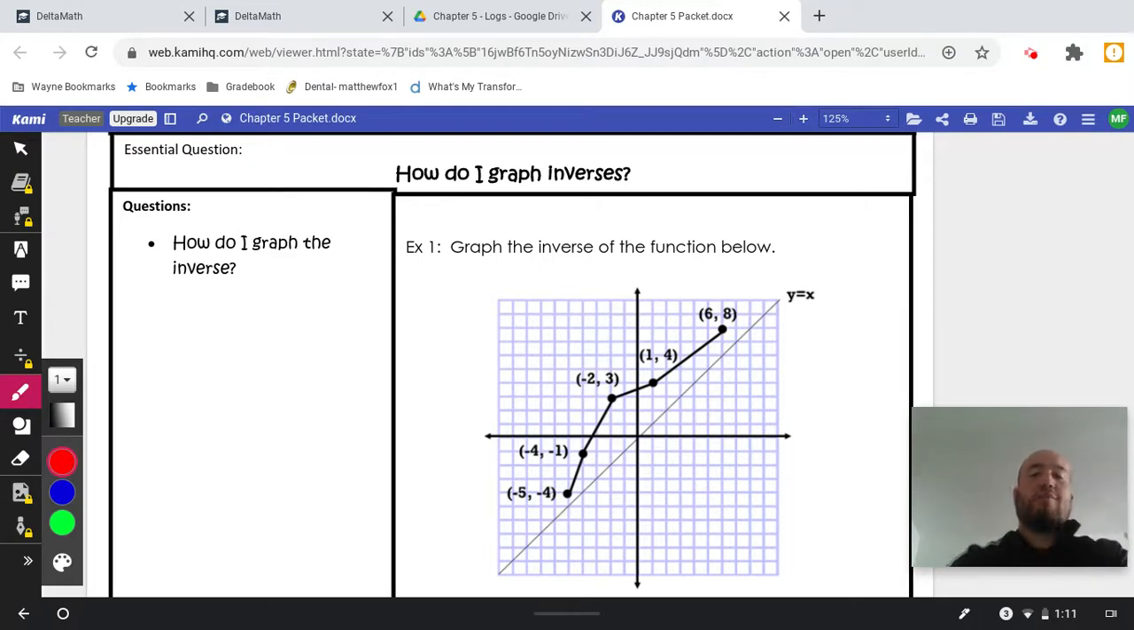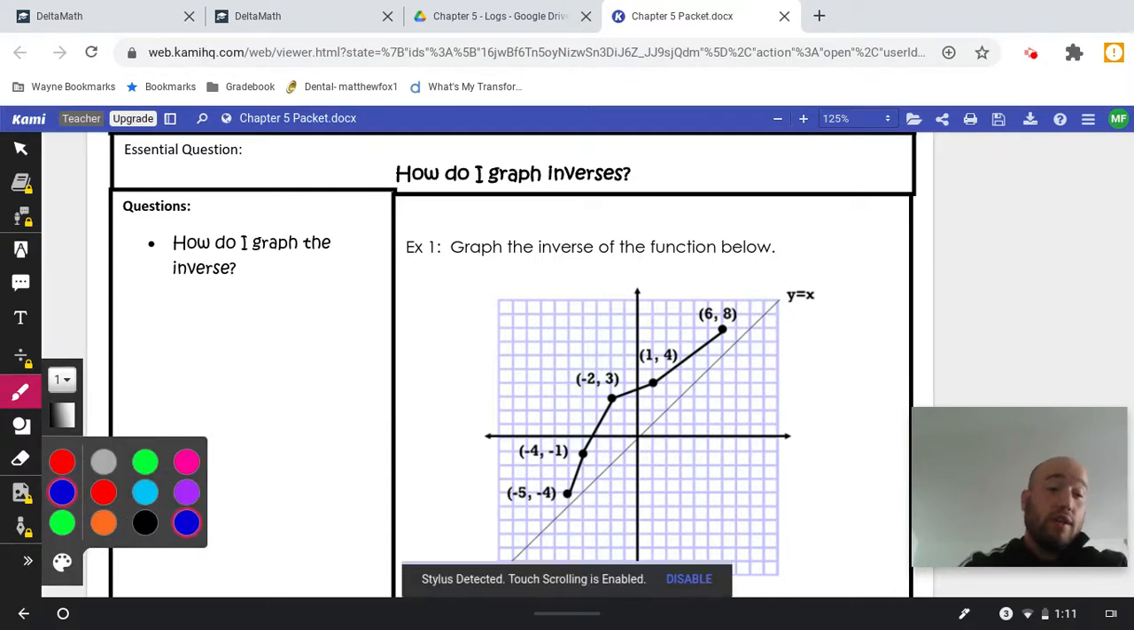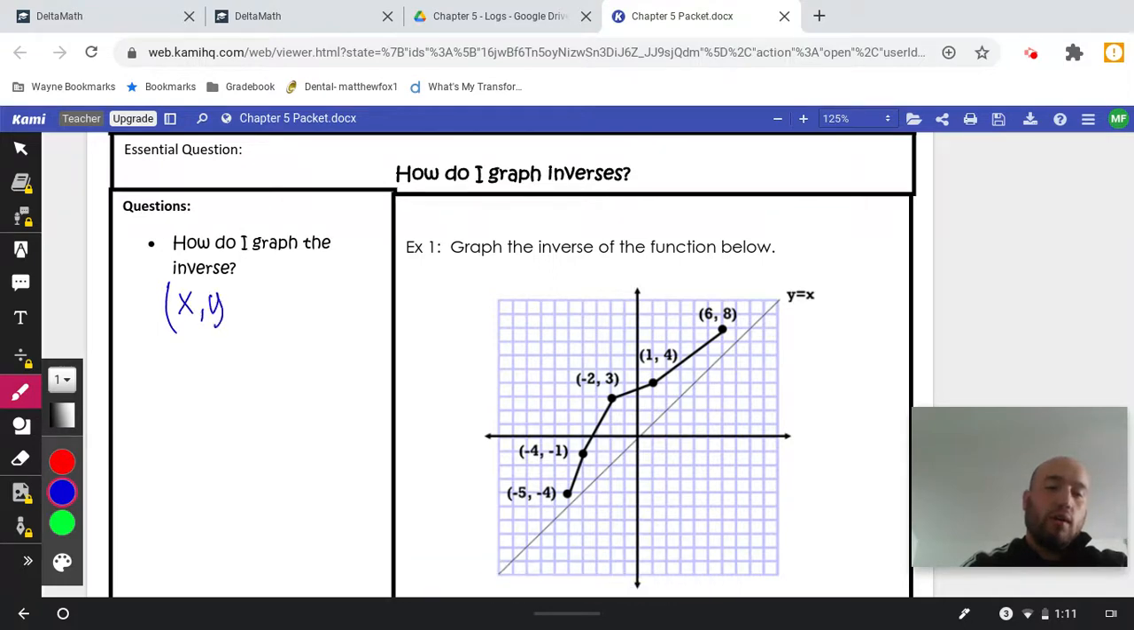Today we're going to expand on inverses. On Monday we talked about how to find the inverse, whether through an equation or with a set of points. Today we're going to talk specifically about how to graph these inverses. Just like on Monday, when we start with the point (x, y), the inverse just switches and becomes (y, x), okay?